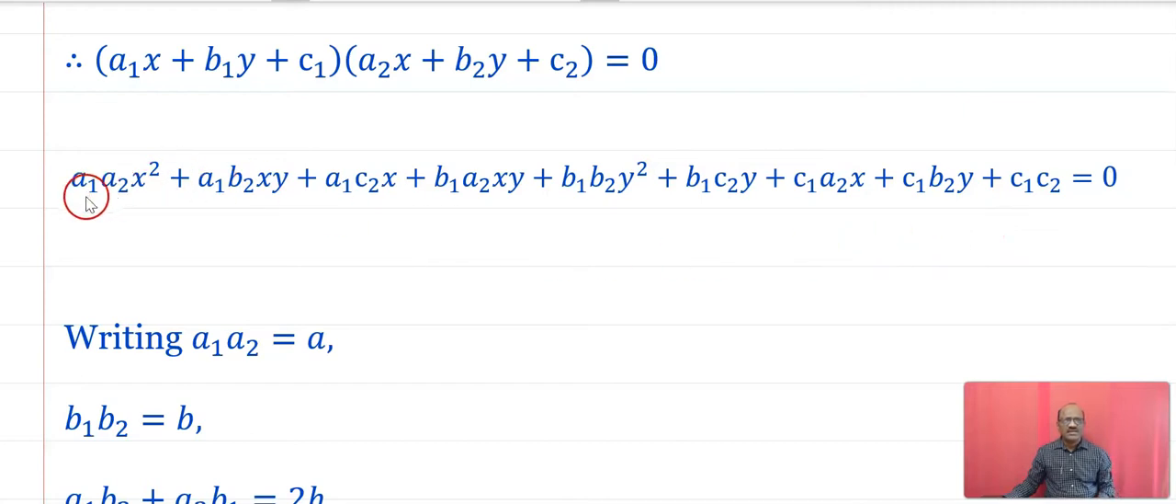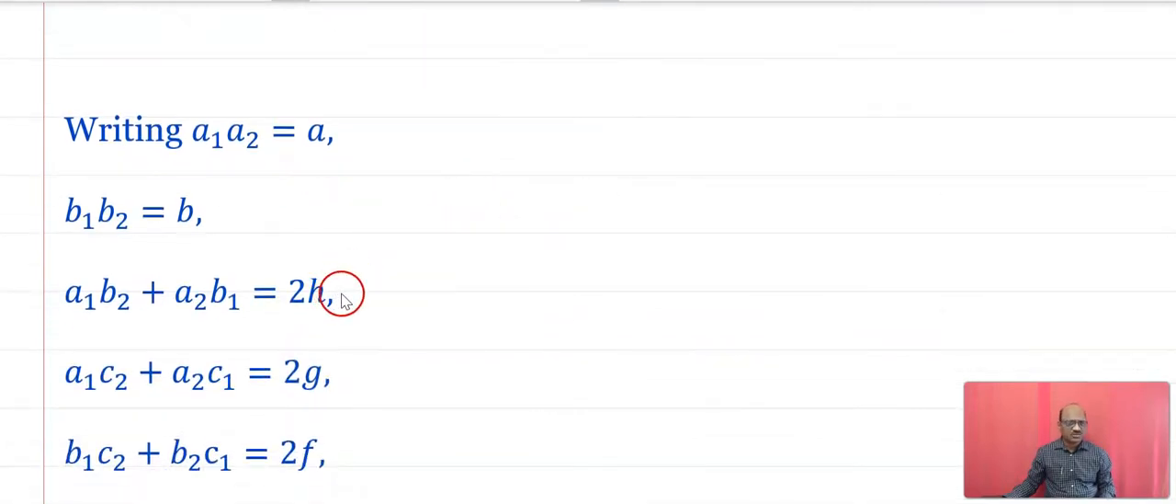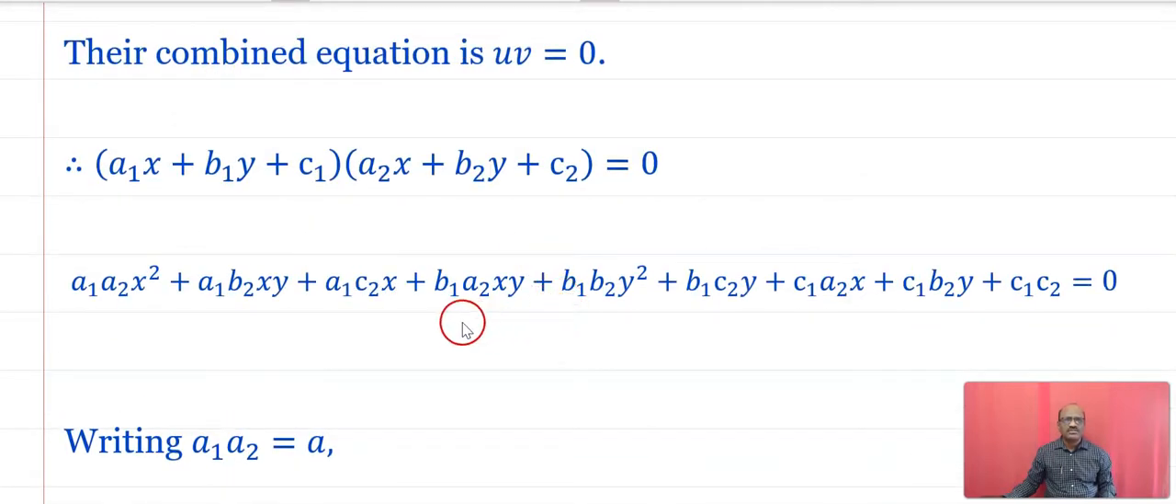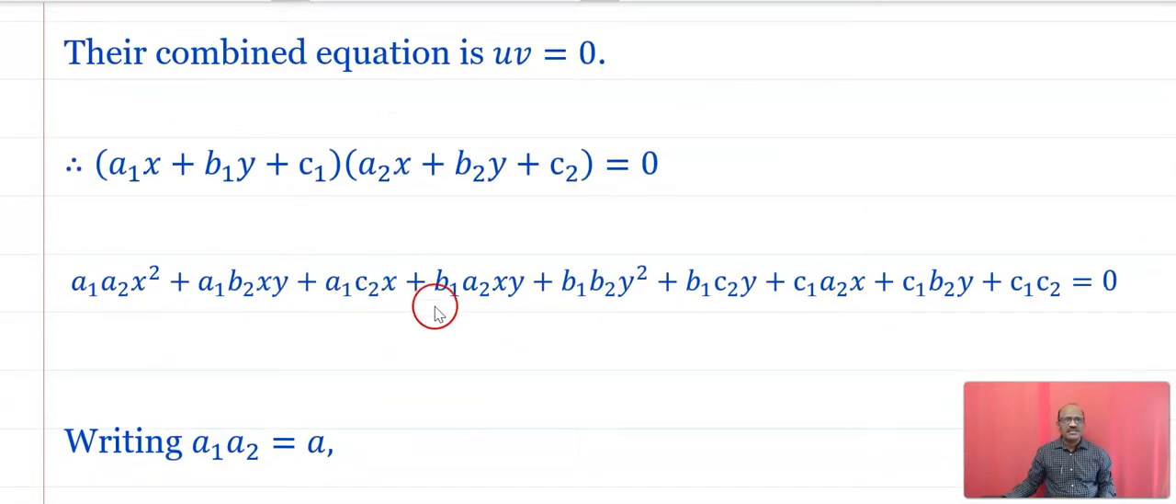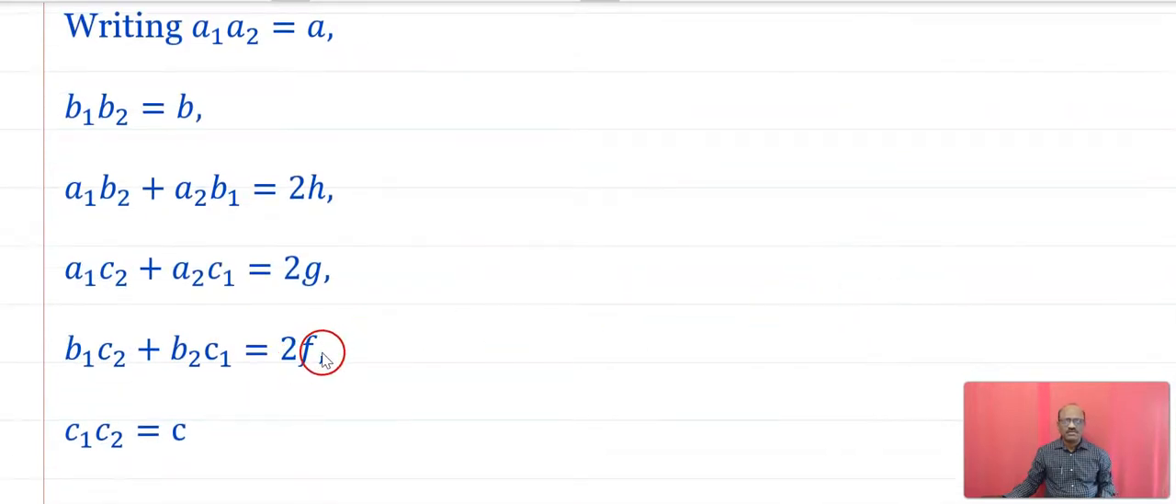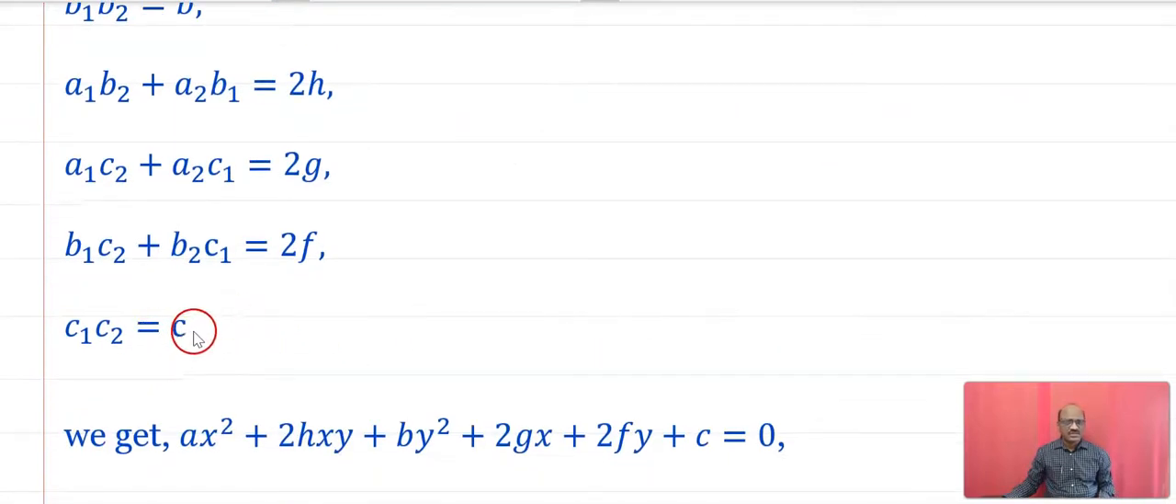Now here we consider a1 into a2 as a. Next, the coefficient of xy: what is that? a1b2 plus b1a2, we treat it as 2h. Next is the coefficient of x. That is a1c2 and c1a2, and the addition of that is treated as 2g. And the next is the coefficient of y. What is that? b1c2 plus c1b2 is equal to 2f, and the last is c1 into c2, which is equal to c.